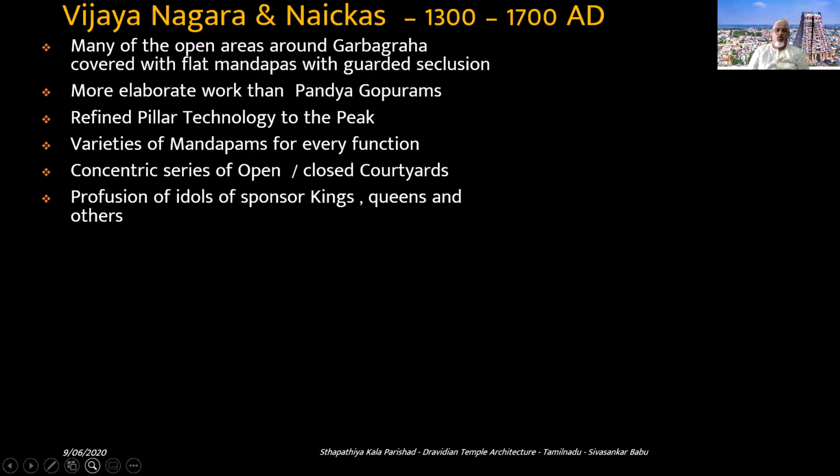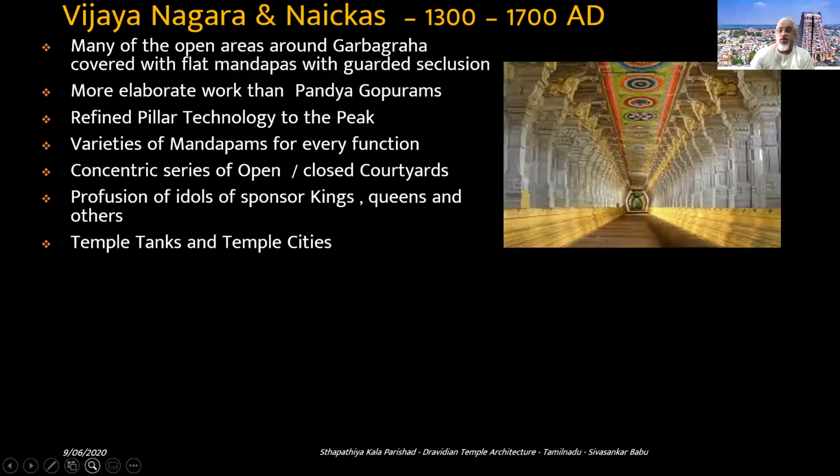Till now, except in some rare cases, we don't know who the king is, and in some cases we know who the sculptor is. And this is the period where clear idols of sponsor kings and queens start appearing in the mandapas they built. In fact, in many of the mandapas, there will be a big line of all the kings there. And this is a period where temple tanks and temple cities started being built. An example is the Rameswaram Grand Corridor, the longest corridor.